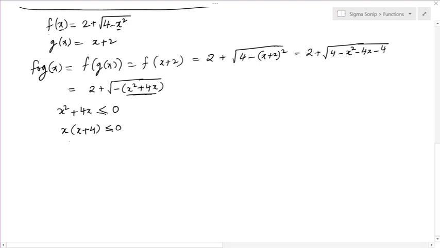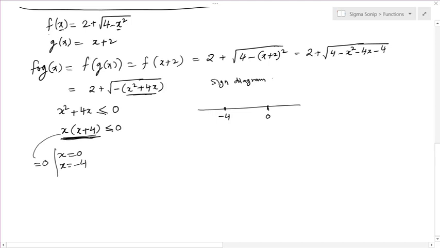So we see that the value of this expression becomes 0 when x equals 0 and x equals minus 4. At these points, this thing is equal to 0. So we can do a sign diagram for this function, and that sign diagram will tell us what values would make this 0, positive or negative. So this is my minus 4, and that's my 0, and this is a sign diagram of x squared plus 4x.